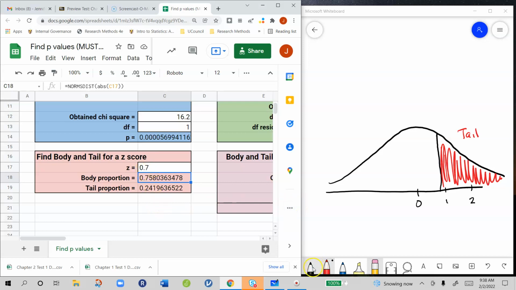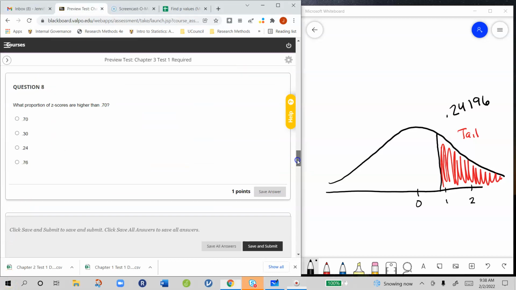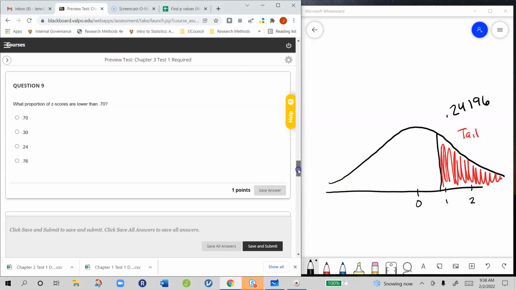So if I go to my p-value calculator and enter 0.7 for the z, I'd look at the tail. And so for my tail, I get 0.24196, or 24.196% of the scores would be higher than a z of 0.7. The next question asks, what proportion of z-scores are lower than 0.7?